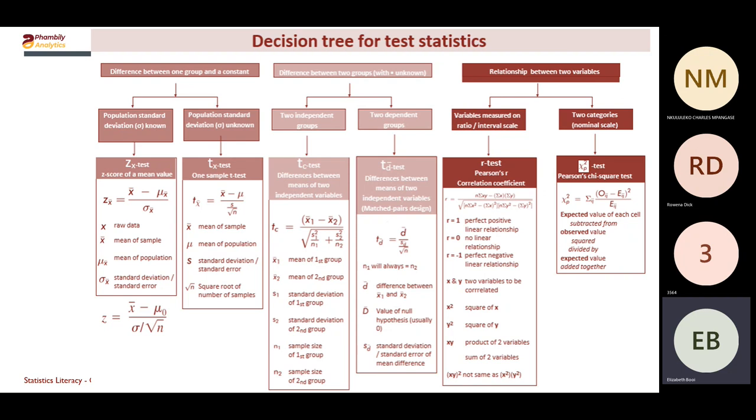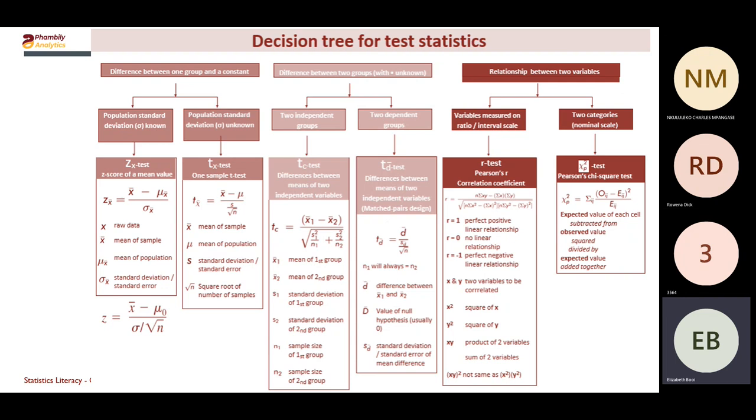Then your decision method will be based on the t-test, and the test statistic will be the difference between the two sample means divided by the pooled sample standard error. All right. If you've got two dependent groups, what are two dependent groups?